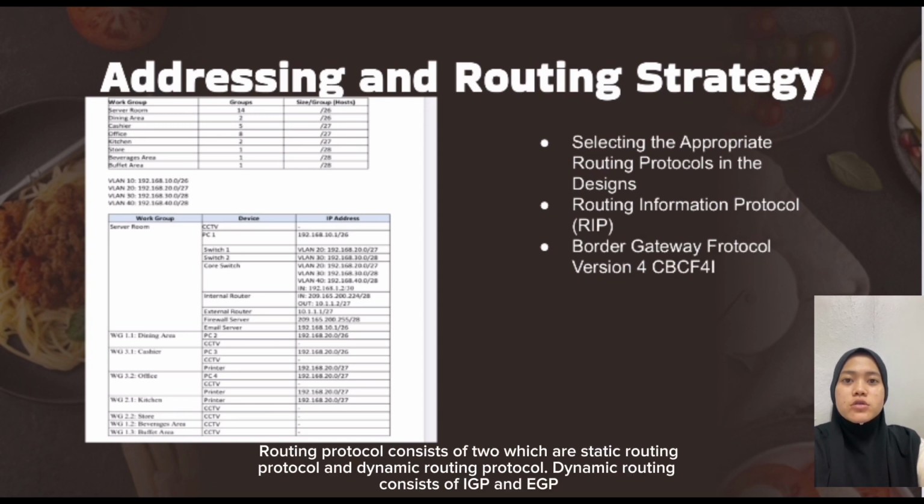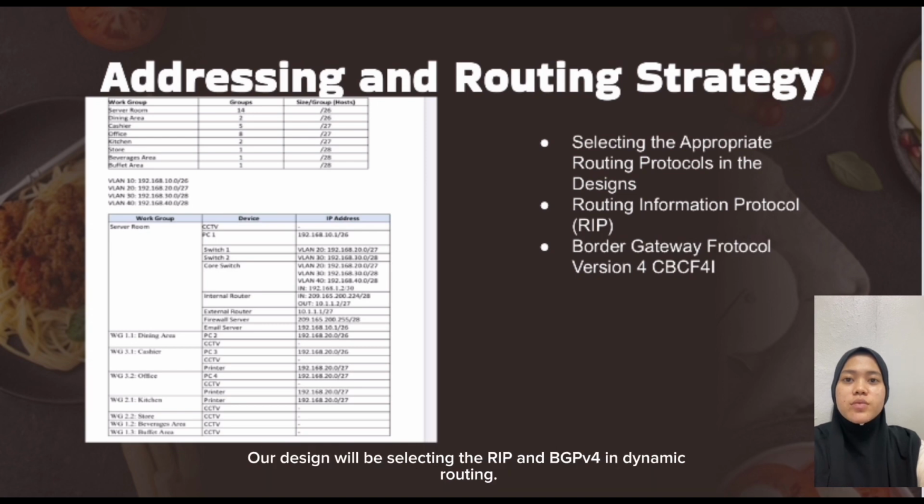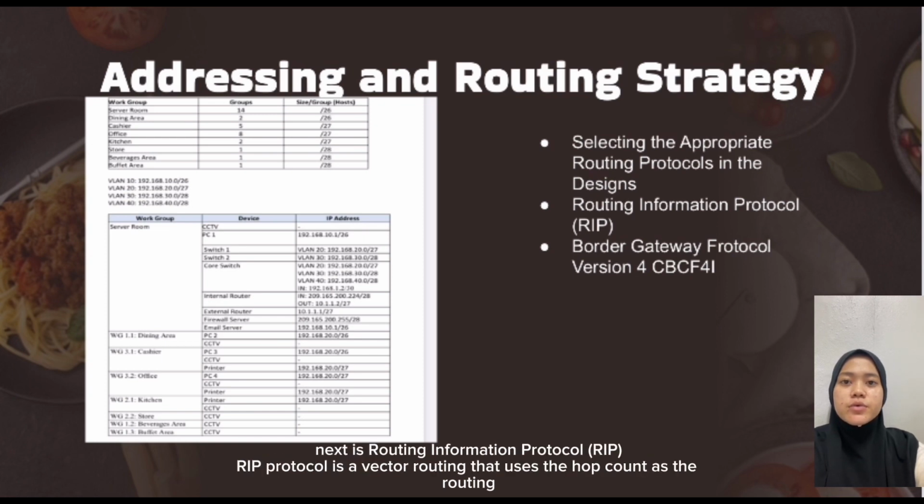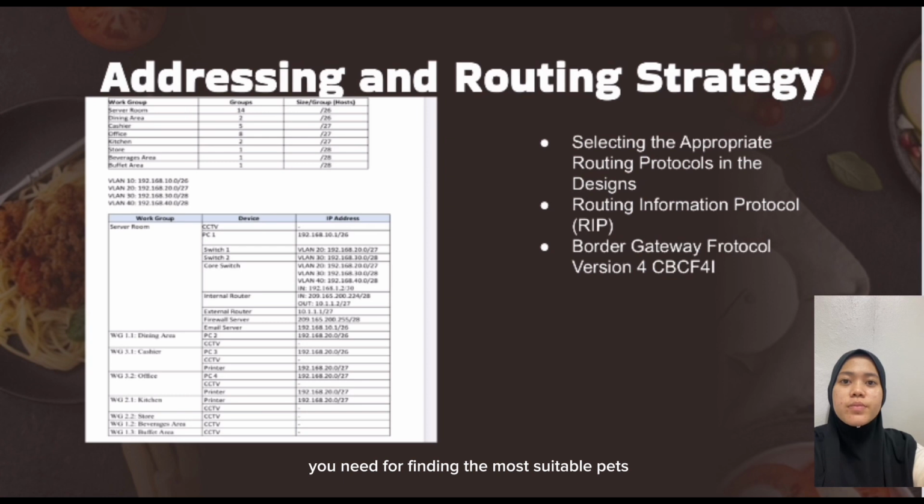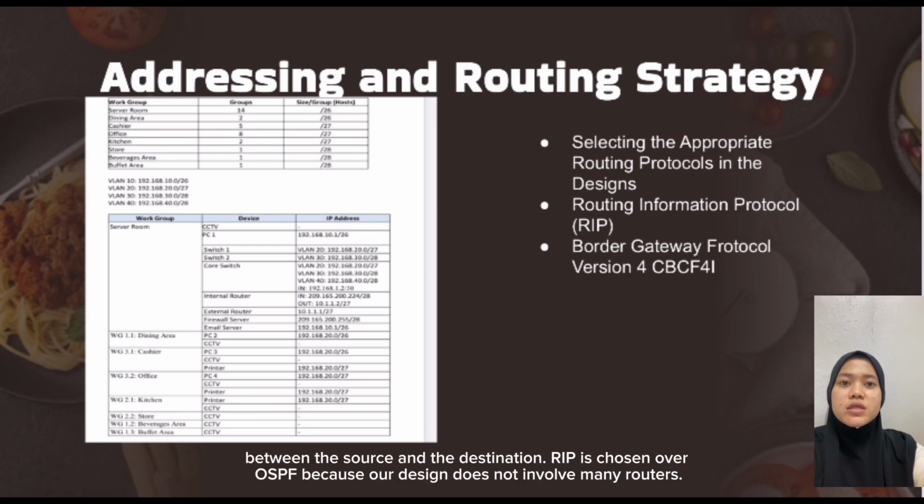Routing protocols consist of two types, which are static routing protocol and dynamic routing protocol. Dynamic routing consists of interior routing protocol and exterior routing protocol. Our design will select the routing information protocol and border gateway protocol version 4 in dynamic routing. Next is routing information protocol. Routing information protocol is a vector routing protocol that uses the hop count as the routing unit for finding the most suitable path between the source and destination.